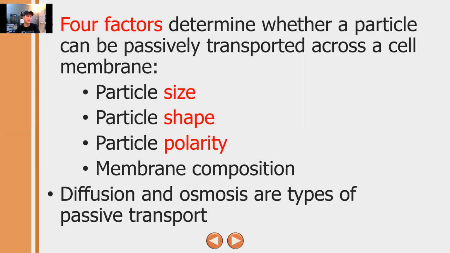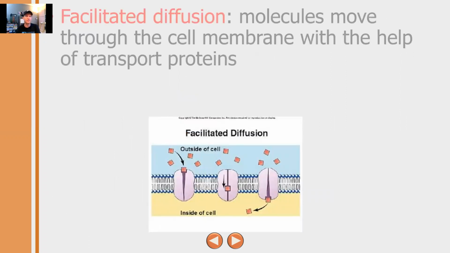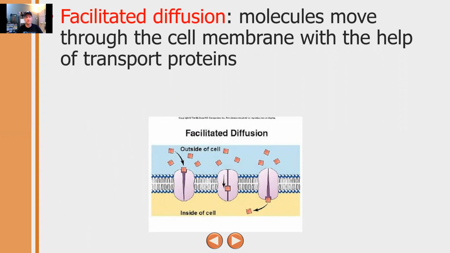So diffusion, or diffusion and osmosis. Okay? Facilitated diffusion is a little bit different. Molecules are going to move through the cell membrane with the help of proteins. You'll notice the outside of the cell here, the top area of my image, has lots of these square-shaped molecules. Call them a sugar, all right? Lots of sugar outside, no sugar inside because the sugar is getting used.